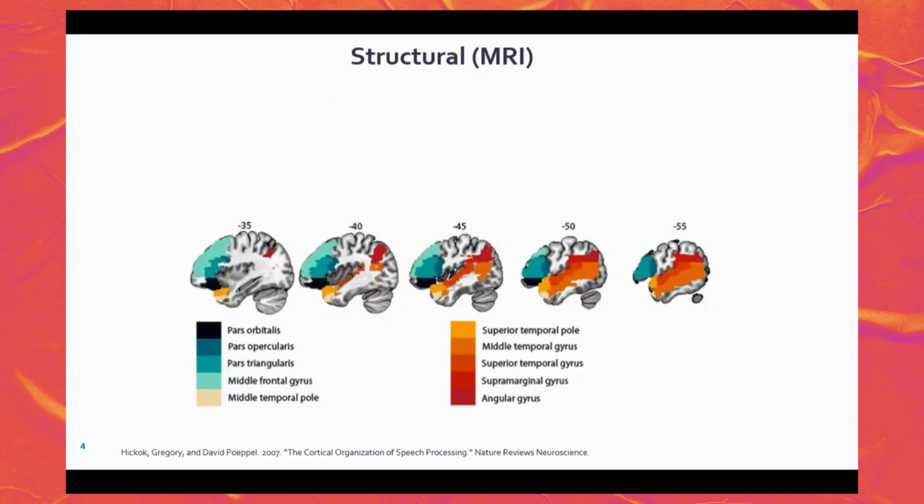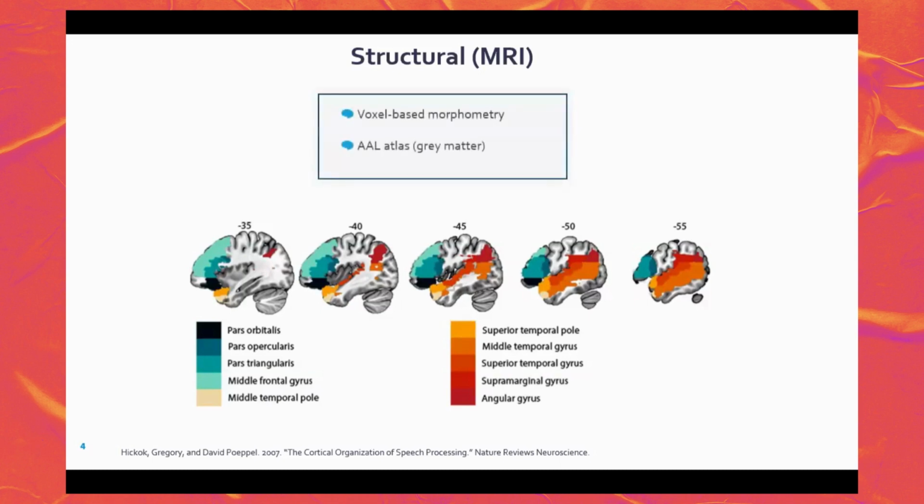We also expect these changes in the functional activations to be accompanied or supported by changes in the structural measures. In this case, we expect to observe changes in the gray matter volume in the regions that are known to be involved in language production and comprehension, which are the ones that we see there on the figure. And we also expect to see those changes in their contralateral volumes. We computed this with voxel-based morphometry and using the atlas for gray matter.